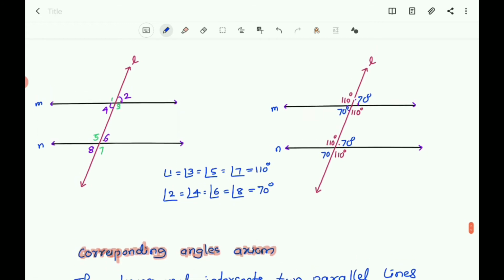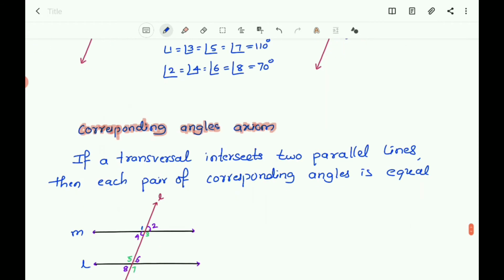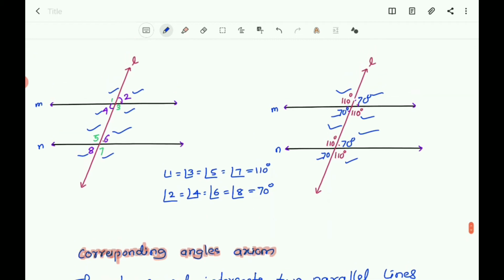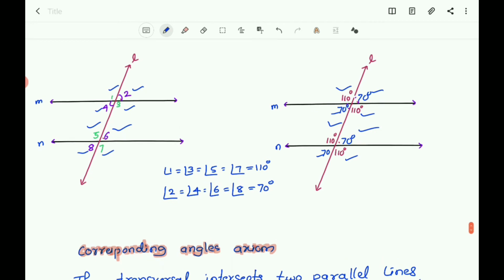Here, you know that angle 1 is equal to angle 5, angle 2 is equal to angle 6, angle 4 is equal to angle 8, and angle 3 is equal to angle 7. So, here what can you conclude? Corresponding angles are equal. The corresponding angles made by the transversal of parallel lines are equal.